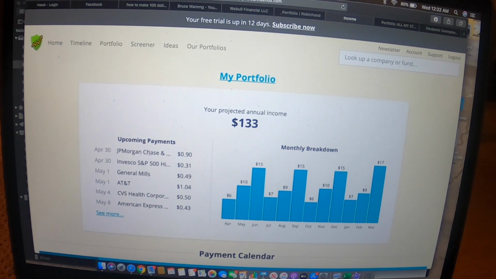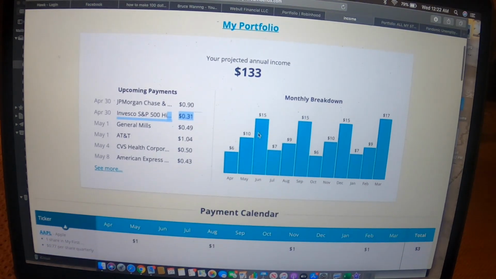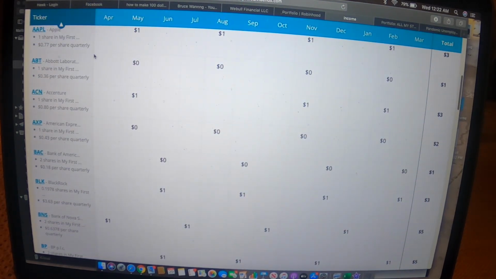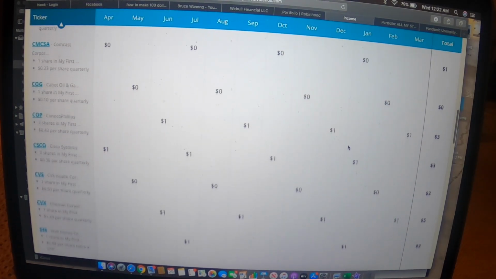As you can see, I've got JP Morgan Chase with 90 cents coming in on the 30th. And then on the 30th again, I've got the S&P 500, I think this is SPHD, with 31 cents coming in from there, and then you've got March. And over here in the bar, it shows you per month how much I would get. It's not much right now because, as I said, I just started this profile. As you scroll down below, it tells you all the stocks where you get money or if you don't get any. These are all dividend payout details.